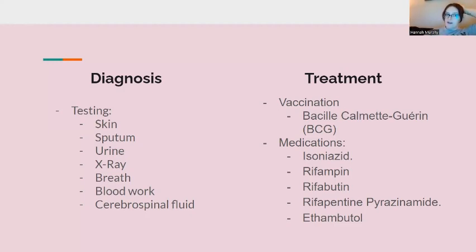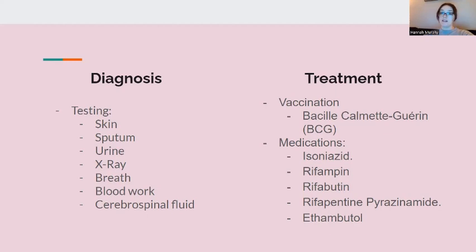X-rays, they will take a scan of your chest, and by doing that, they'll actually be able to get eyes on the patches of bacteria that are taking over your lungs. And then the sputum, urine, breath, blood work, those tests are here to determine whether the bacteria is in your lungs and/or in your system. Same with the cerebrospinal fluid. That kind of determines the extrapulmonary infection.